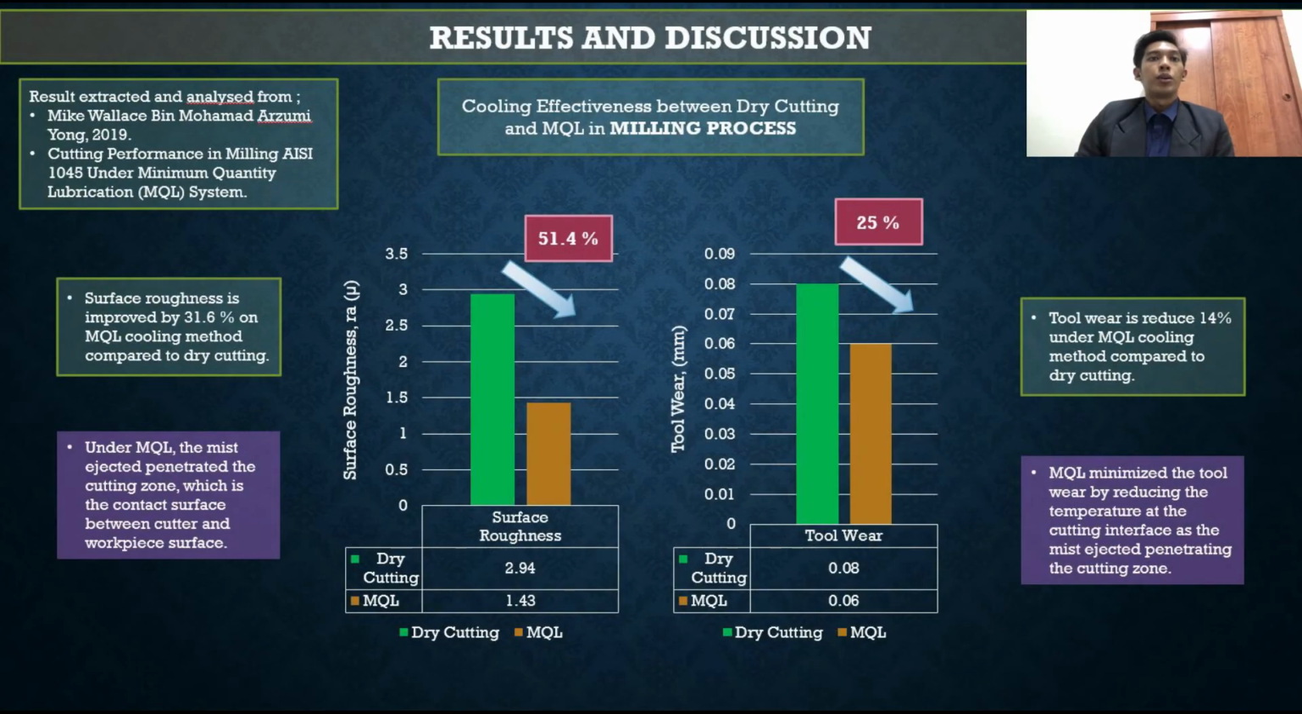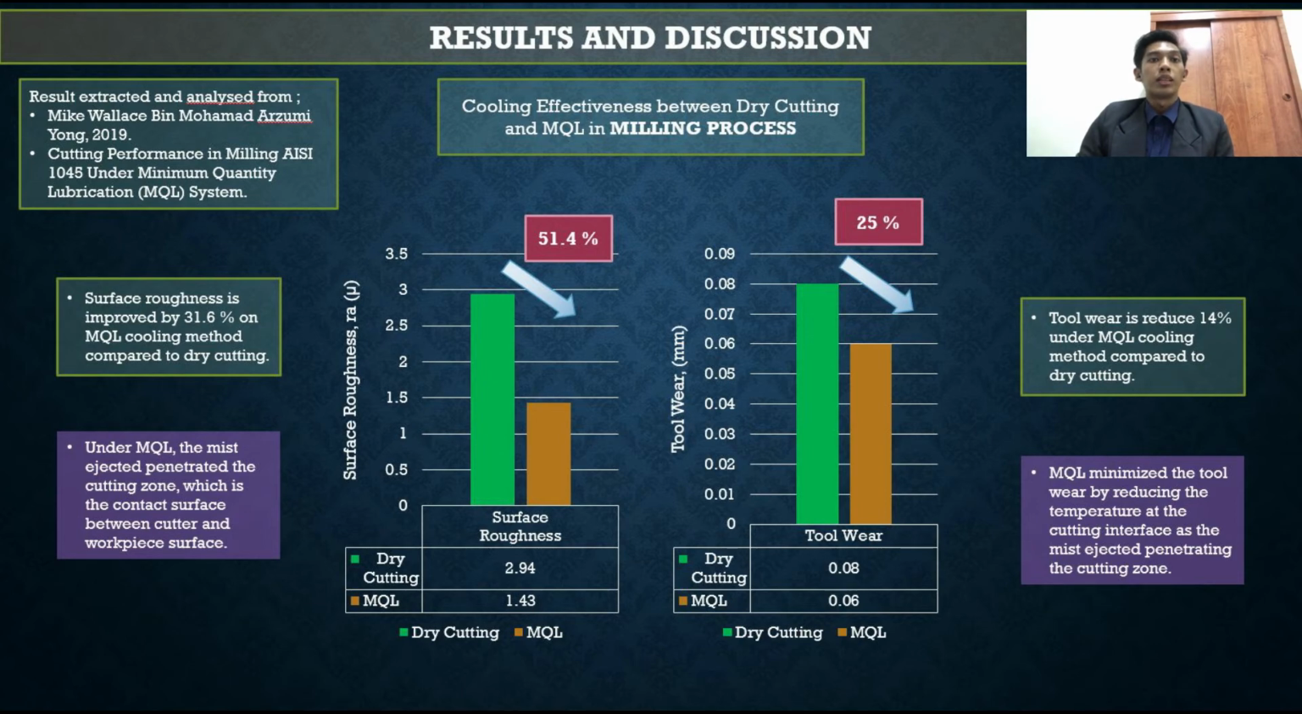So next slide is about cooling effectiveness between dry cutting and MQL, but under milling process between surface roughness and tool wear. First of all, this result is extracted and analyzed from the past student research, Mike Wallace and Muhammad Rizwan 2019, cutting performance in milling AISI 1045 and the MQL system. These two graphs are about surface roughness and tool wear. So we continue to surface roughness graph first.